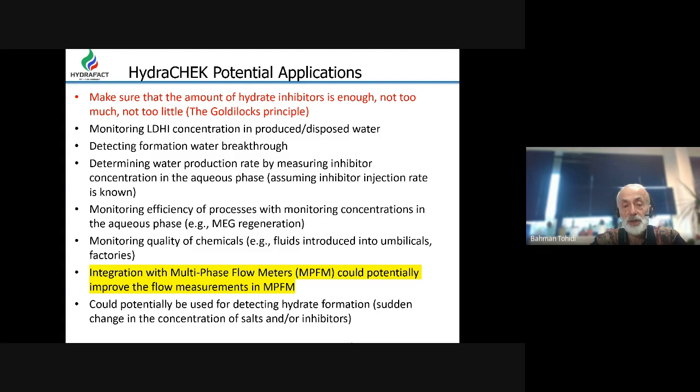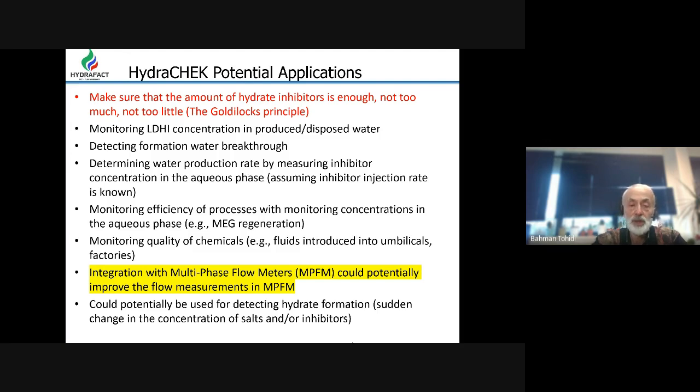Another application is quality of chemical, for example for the umbilical. We inject the chemical, and if this chemical is off spec, it can block the umbilical. And we have blockages in different places. We can prevent that by checking prior to introduction to the umbilical with HydraCHEK. Or a factory can check the quality of their produced water.